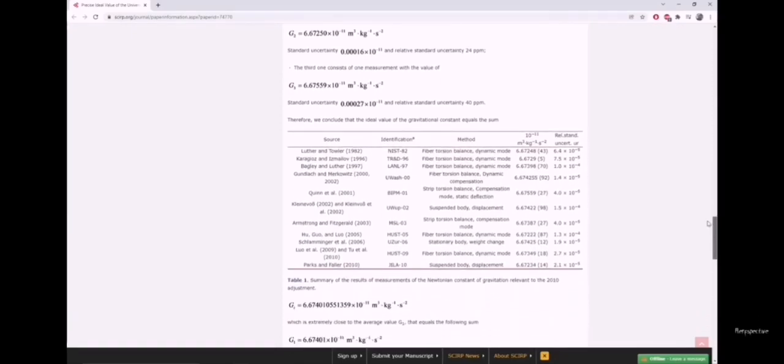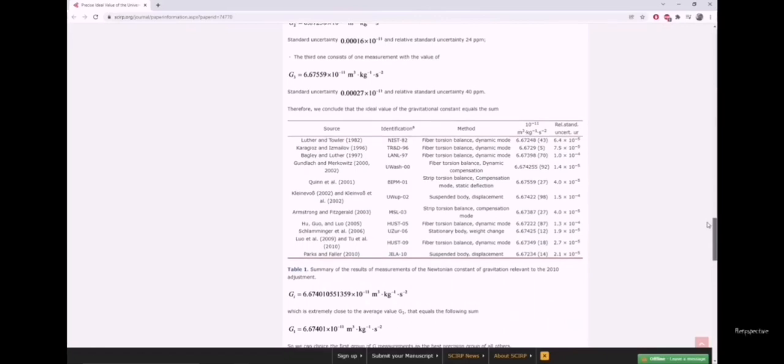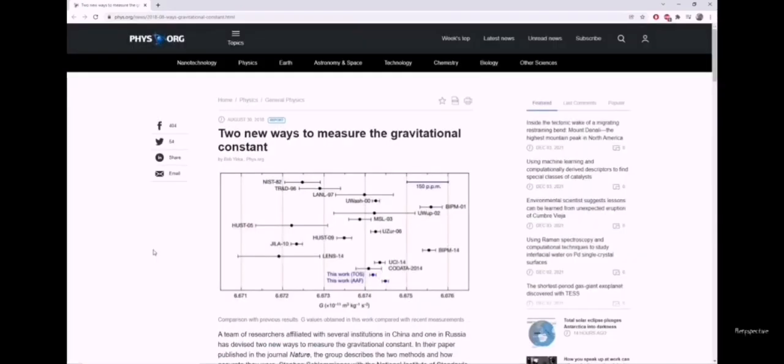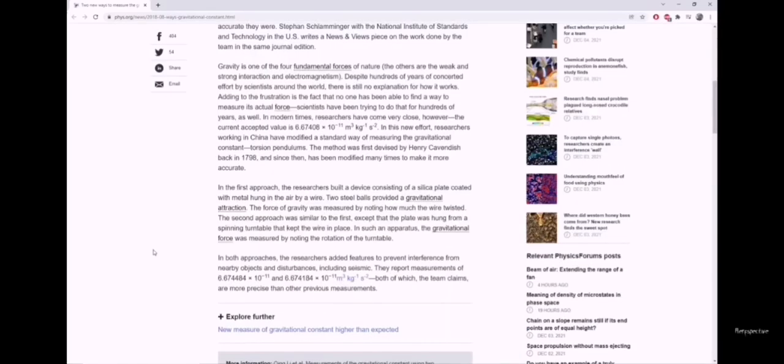In fact, a database has been made of all the different materials used, to show that the experiment works over and over again. In this paper here, we can see how the gravitational constant is measured currently.